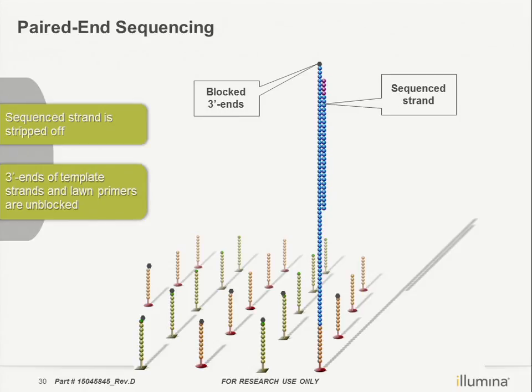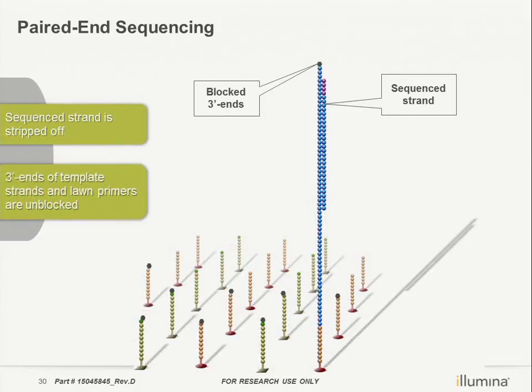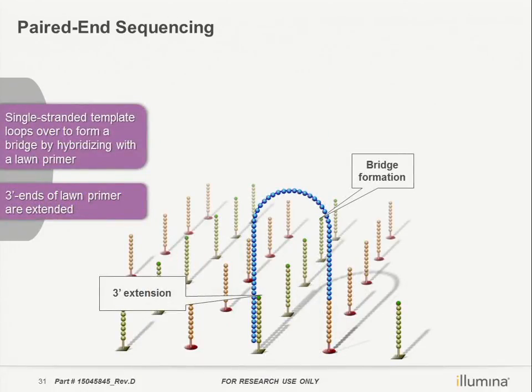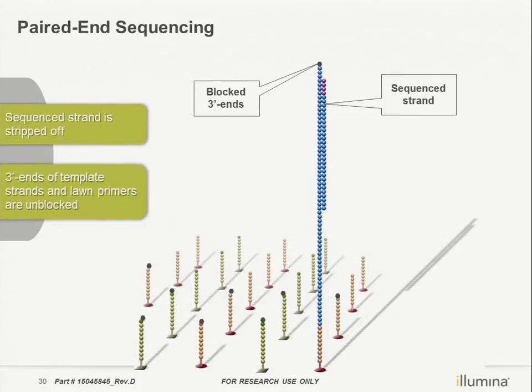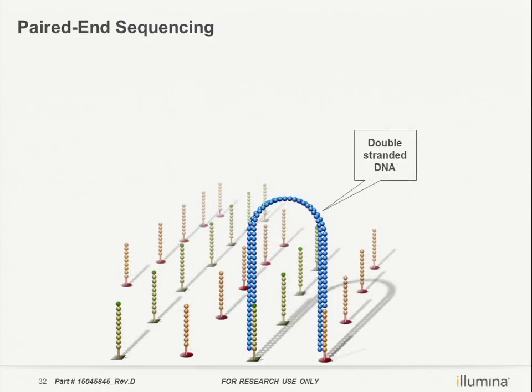And then after that, it will block the 3' ends. Okay? And then the original strand is flushed away, and the newly synthesized strand is flushed away. Then the original strand will flip over, just like in the cluster generation, because it has complementary oligos in the flow cell. It will flip over, and then it will do an amplification.